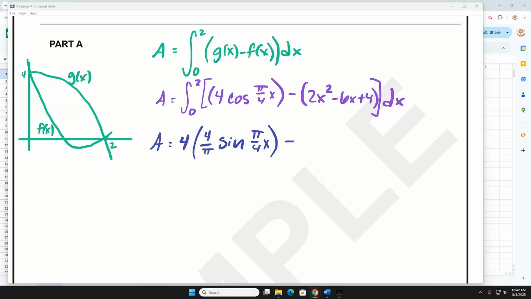Okay. And then we're going to just do the antiderivative of that polynomial, doing the power rule for antiderivatives. And then we're going to plug in a 0. And then we're going to stop. We're going to leave it super messy because that's what we do.